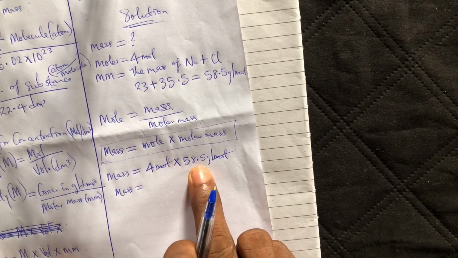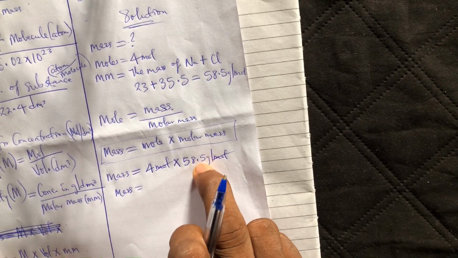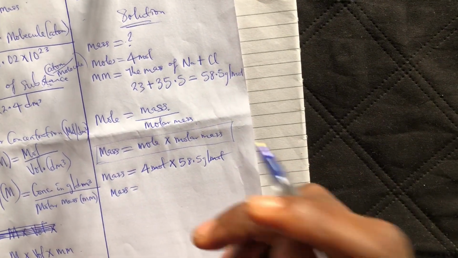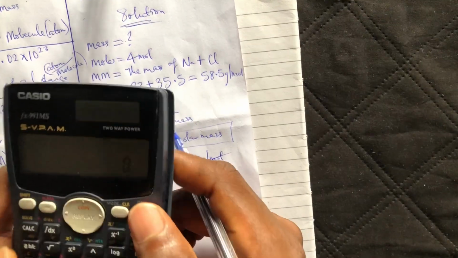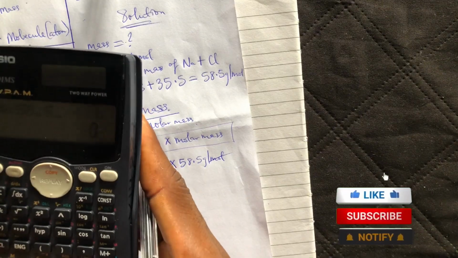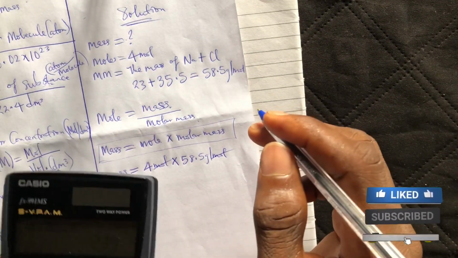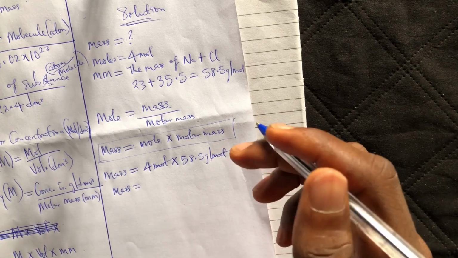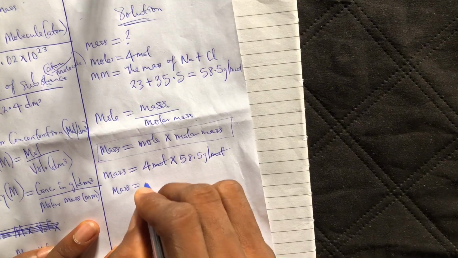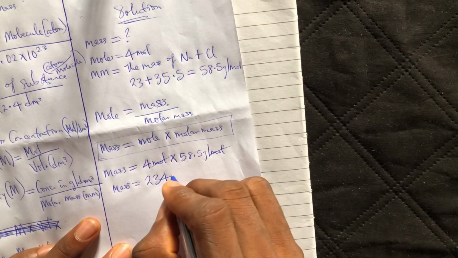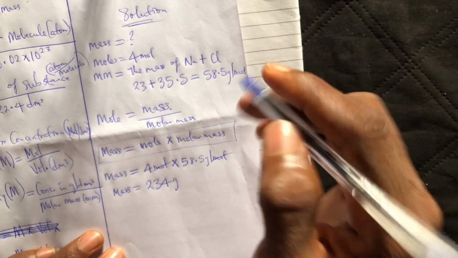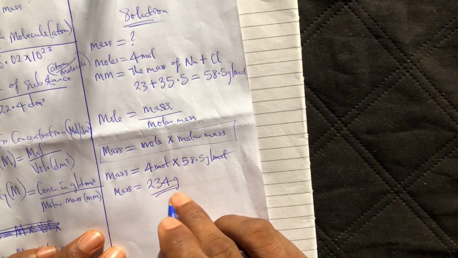Now 4 times 58.5 will give us what? You can actually get your calculator to solve this. All right, so let me use my own. 4 times 58.5 is going to give us 234. All right, so we have our mass to be 234 gram. So let's look at the options now that we have our answer to be 234 gram.